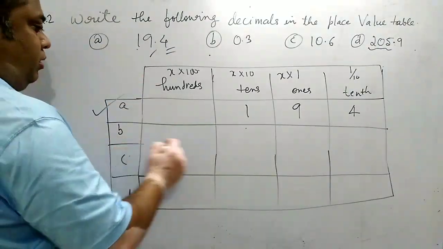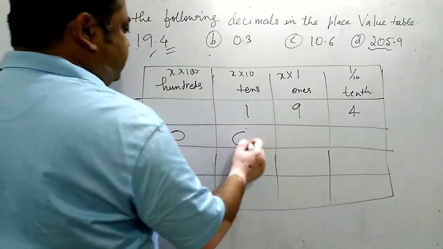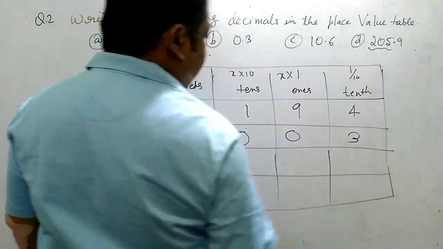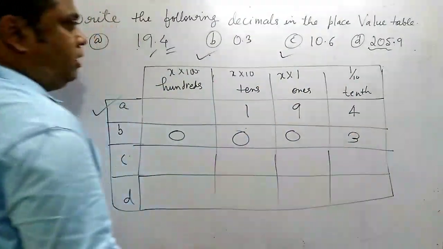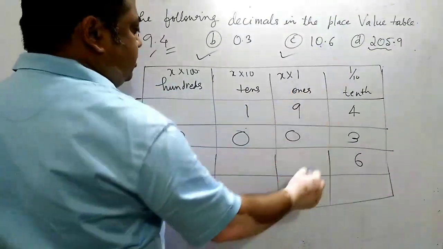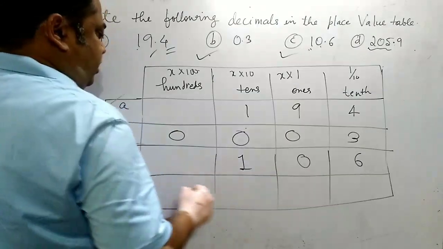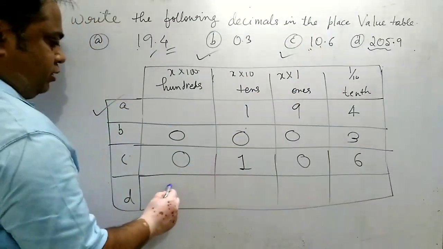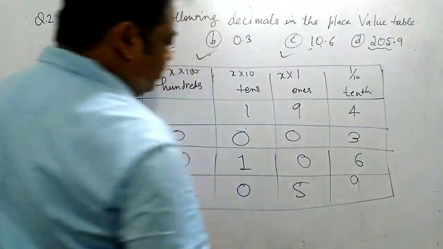In case of B, this is 0. Nothing is there in hundreds place, nothing is there in tens place, nothing is there in the ones place. But in tenths place 3 is there only. So 0.3 is done. Question number C. In tenths place 6 is there, and in ones place 0 is there, and in tens place 1 is there. In hundreds place nothing is there. Similarly for D we can write 2, 0, 5 and 9.